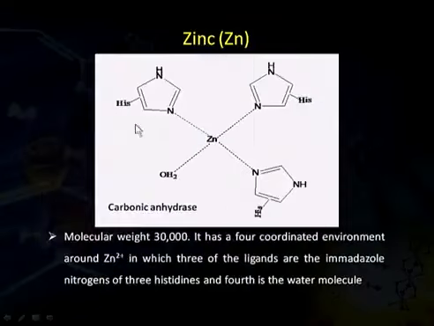This is the structure of the enzyme carbonic anhydrase, whose molecular weight is 30,000. Here the zinc has a 4-coordinate environment in which 3 of the ligands are imidazole nitrogens, like we can see here, this is imidazole, this is also imidazole and this is also imidazole, and the nitrogen from the imidazole is linked to the zinc. The fourth ligand present here is water, that is, water is the fourth molecule which coordinates with the zinc. Coming on to the third essential trace element, which is copper.